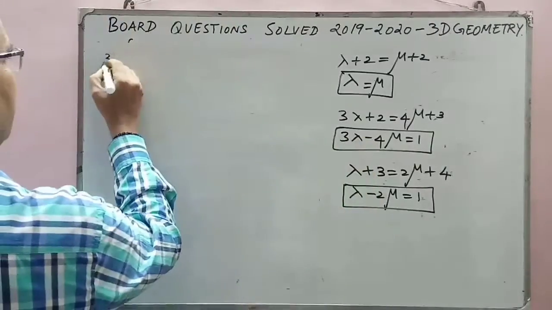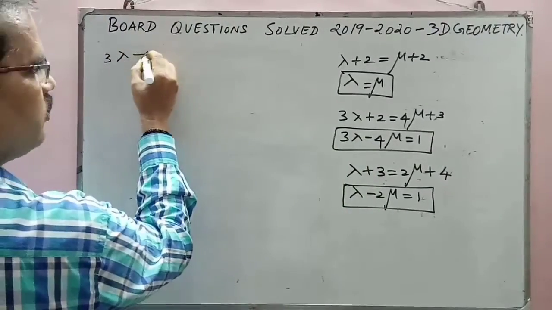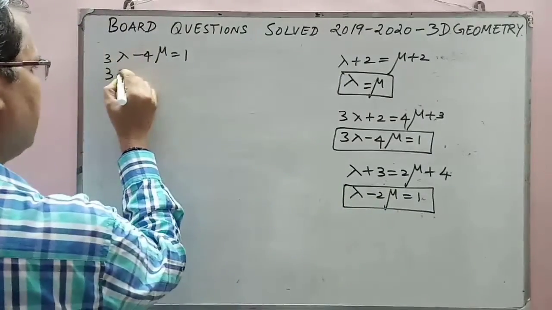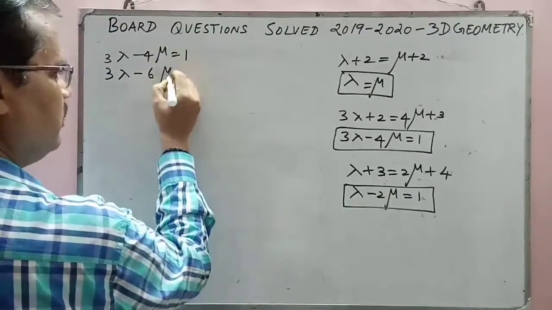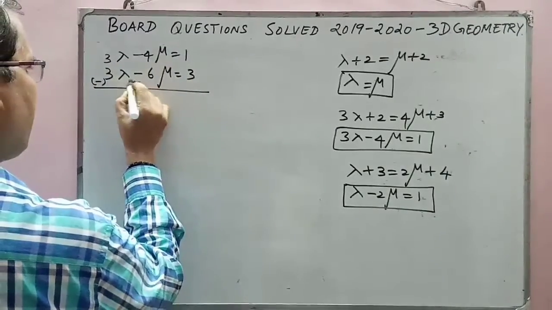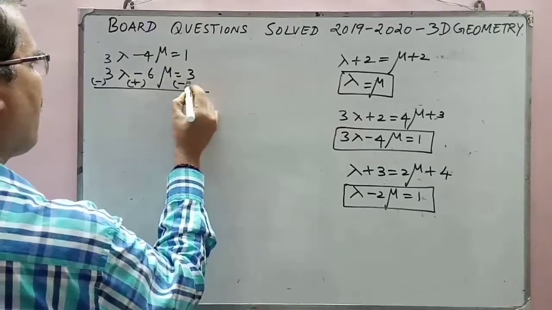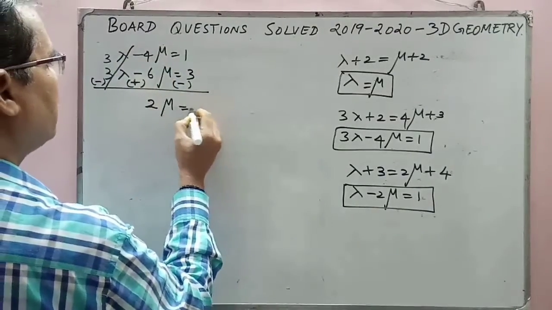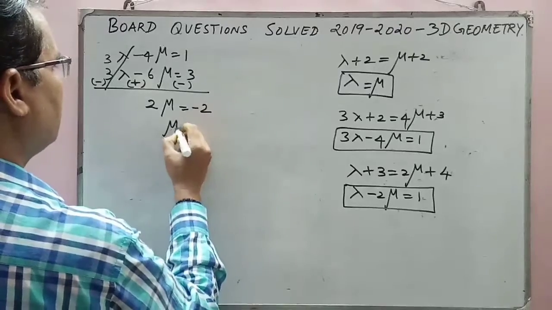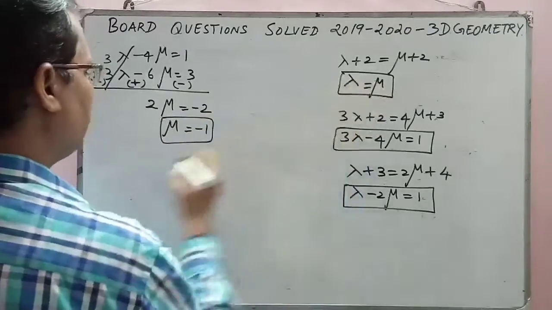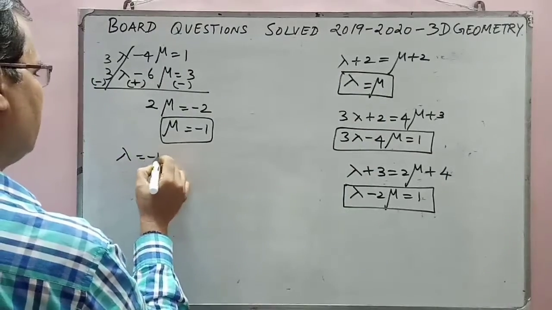Take this equation, 3 lambda minus 4 mu equals 1. We will multiply the other with 3: 3 lambda minus 6 mu equals 3. Solving this, changing the sign, we have 2 mu equals minus 2, therefore mu equals minus 1. So we know lambda is equal to mu, so lambda is also equal to minus 1.